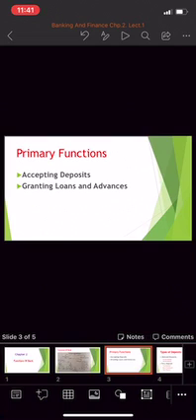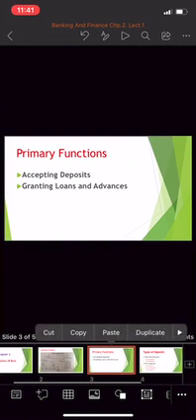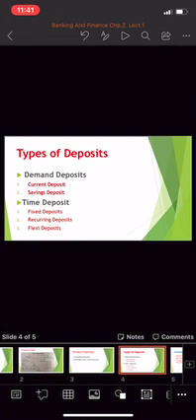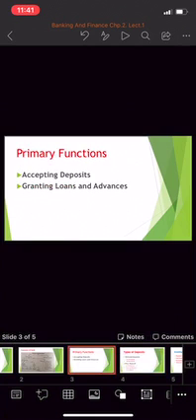So there are two types of primary functions: accepting deposits and granting loans and advances. So let's talk about the first type of function of the bank, that is accepting deposits. Commercial banks receive all types of deposits from the public. Persons who invest their savings in the bank are called the depositors of the bank.